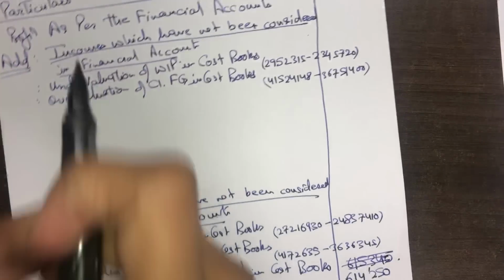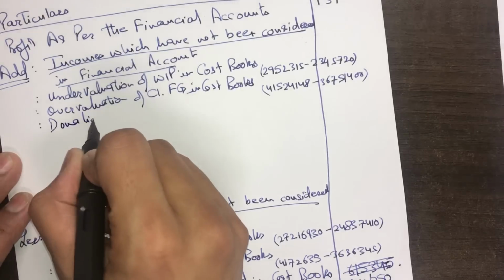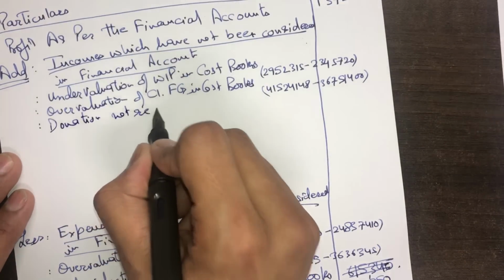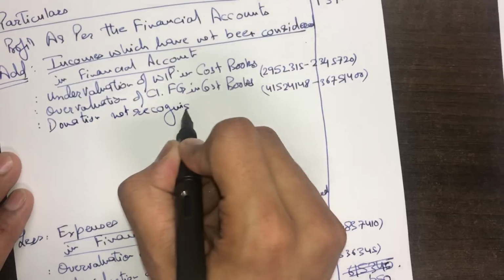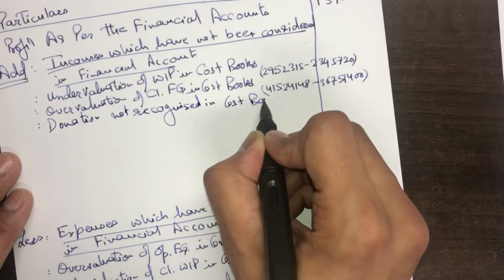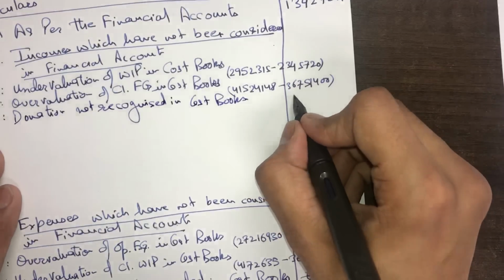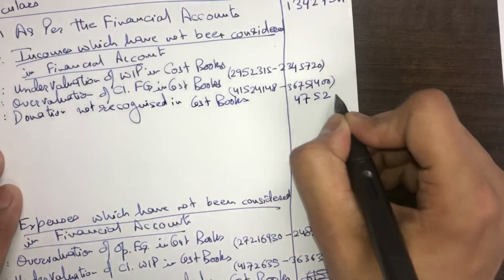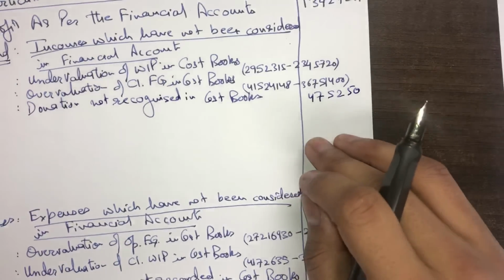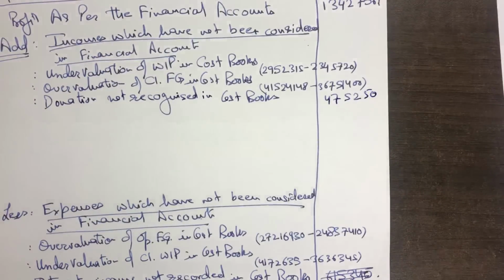So the entry will be donation not recognized in cost books. I have not recognized a donation in cost books. What is the amount? Amount is 475250. This is the amount of donation which is not recognized in the costing books.